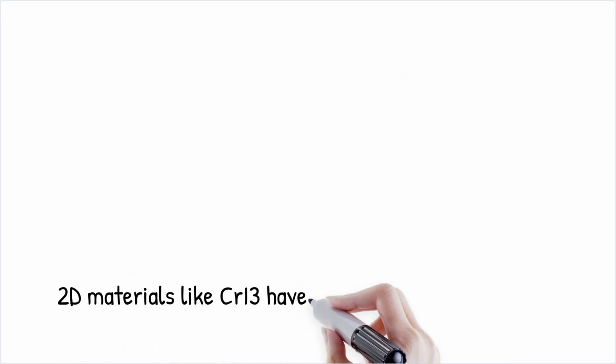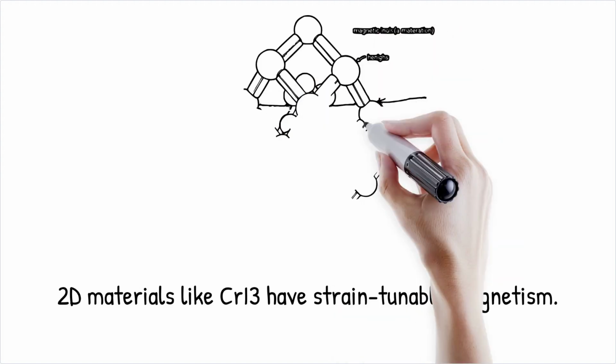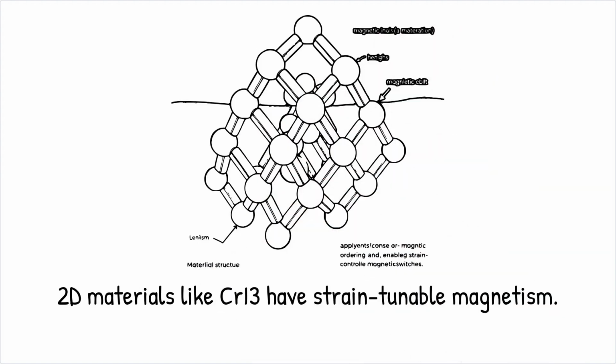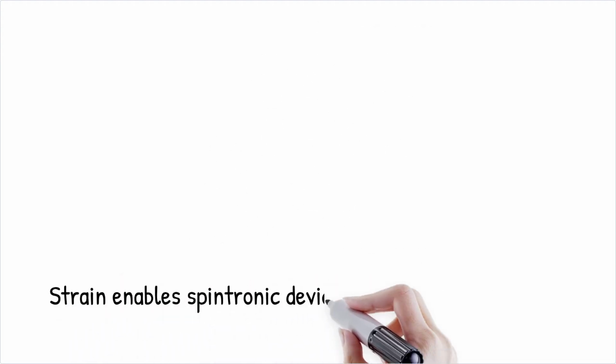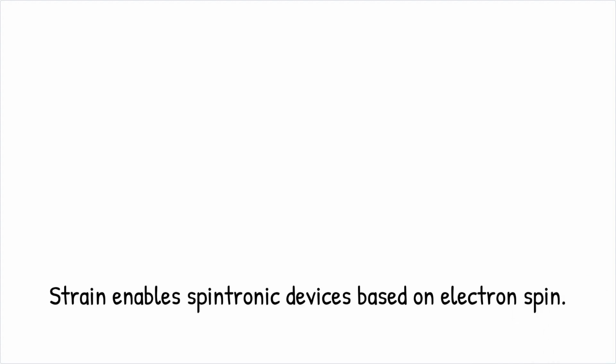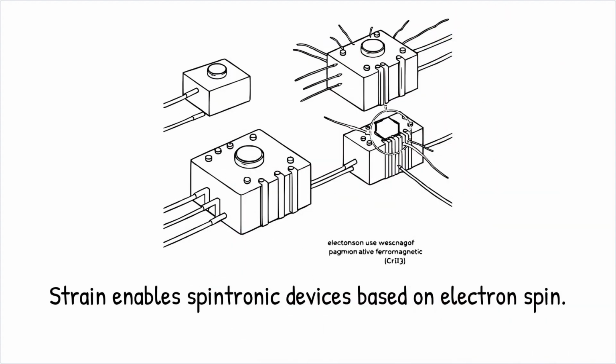Certain 2D materials, such as chromium triiodide, CrI₃, exhibit strain-tunable magnetic properties. Strain modifies the exchange interactions between magnetic ions, altering the material's magnetic ordering temperature and creating the possibility of strain-controlled magnetic switches. This behavior is particularly promising for developing spintronic devices, where electron spin rather than charge carries information.